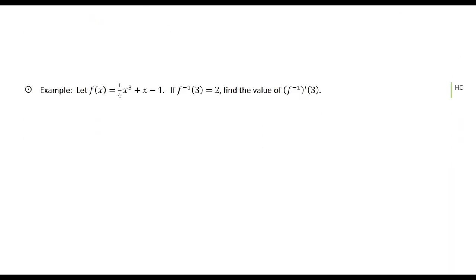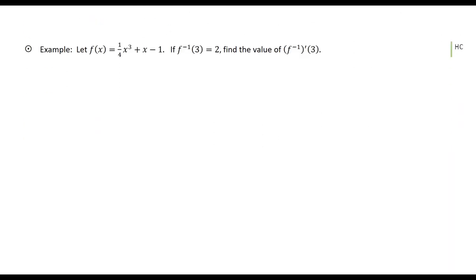Now here's an example of one that you would more practically want to use this for. This says f of x equals 1/4 x cubed plus x minus 1. Finding the inverse of this would be very challenging because you would have to know some mechanism for solving a polynomial of degree 3. It tells us that f inverse of 3 is equal to 2. So what that means really is that if you plug 2 in here, you would get a 3. We want to find the value of f inverse prime of 3.